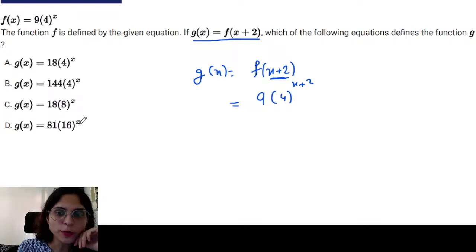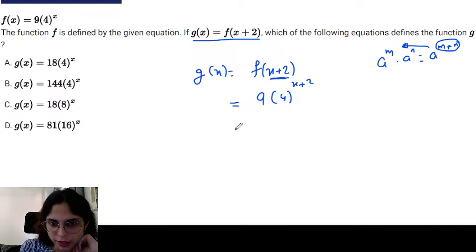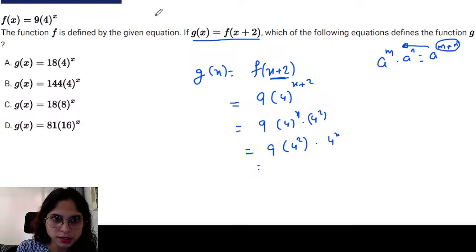Now none of the options is in this format. So you will remember a to the power m times a to the power n is a to the power m plus n. Basically, if you are adding the exponents, you can decompose them like this. So this will be 9 times 4 to the power x times 4 squared. Still none of the options is like that, but now you can find 9 times 4 squared times 4 to the power x. This is going to be 144.